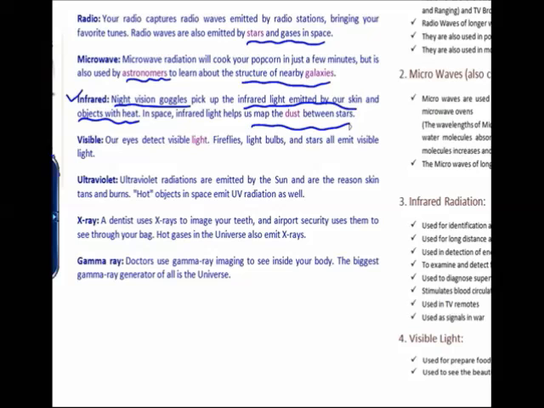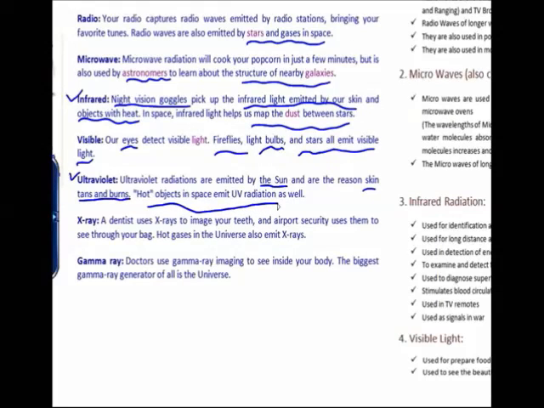Now the visible light, again, it is detected by our eye. The fireflies, light bulbs and stars all emit visible light, whereas ultraviolet is emitted by the sun and is the reason for our skin tanning and skin burns. Any hot objects in space emit ultraviolet radiation as well.